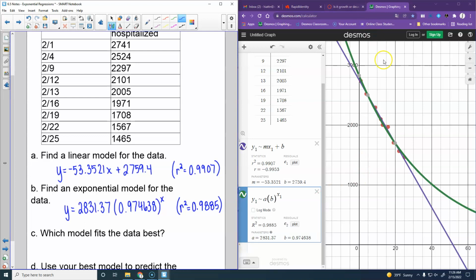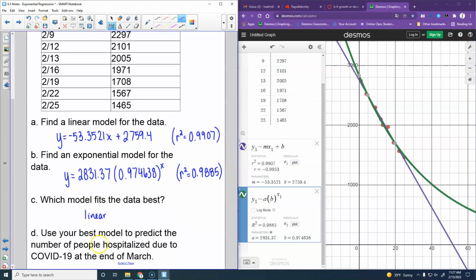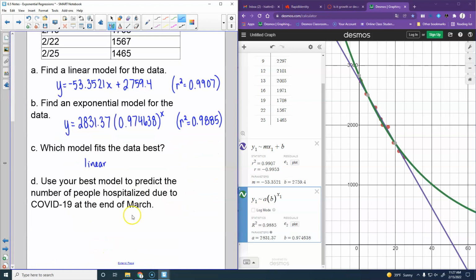Now, the green line looks pretty good too, all right? Which one, statistically speaking, should fit better? Which has the better r squared value? The linear, right? So statistically, purely based on statistics, the linear model fits better.